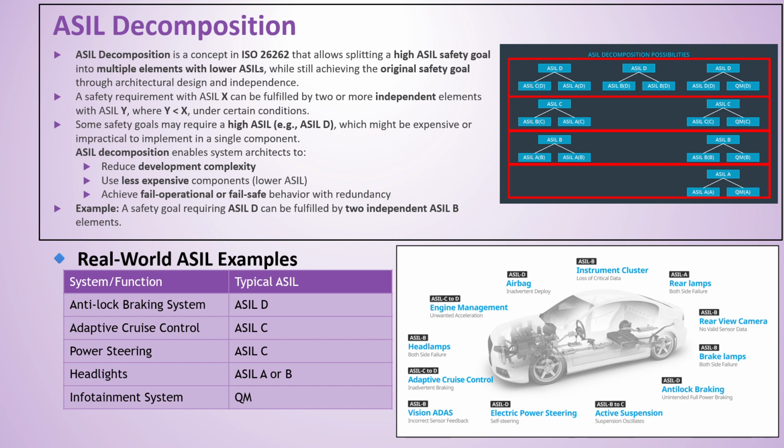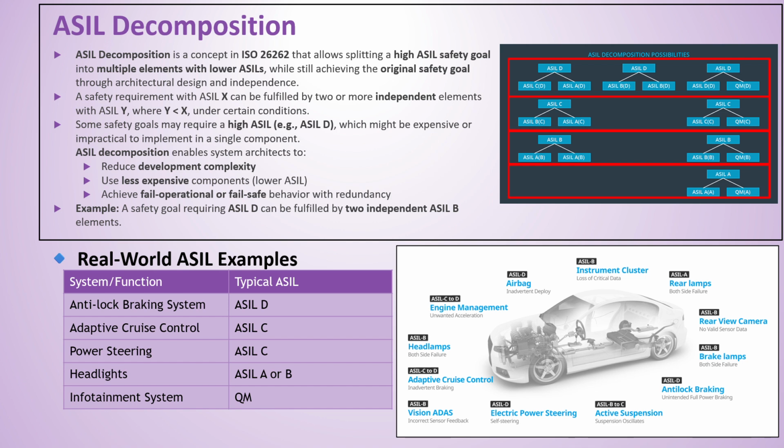Yes, and this is a really important concept. ASIL decomposition. It's a strategy the standard allows. You can take a safety requirement with a high ASIL, say ASIL D, and break it down or decompose it into multiple independent requirements with lower ASILs, maybe 2 independent ASIL B requirements. So 2 less complex things replace 1 super complex thing.